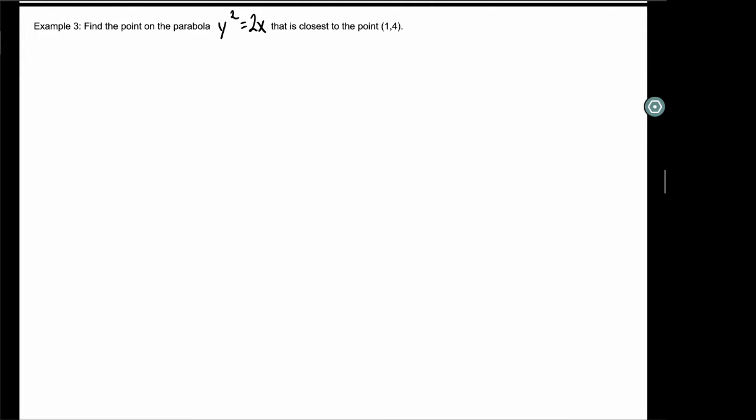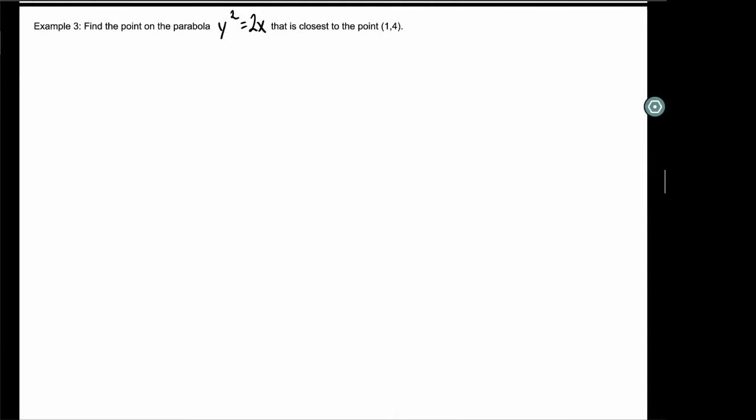Let's do one more example of optimization here. In this case, we're doing a bit more of a geometric problem. We have this parabola here, and we want to find the spot on the parabola which is closest to the point (1, 4).